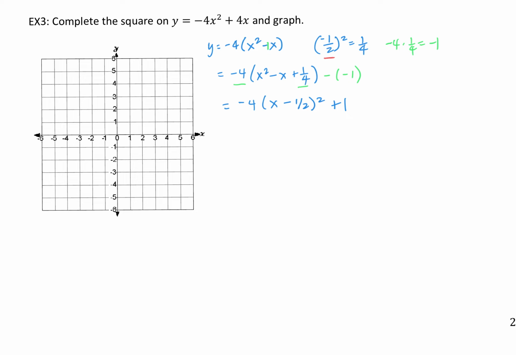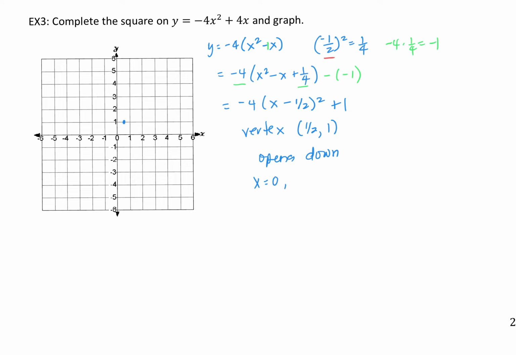It's in the vertex form, where the vertex is going to be 1/2, 1. So I'm going to go to 1/2, 1. This opens down. So I'm going to go down from my vertex. I need some more points to see how wide it is. Again, pick an x value that's close to an x value of 1/2. In this case, 0 again.